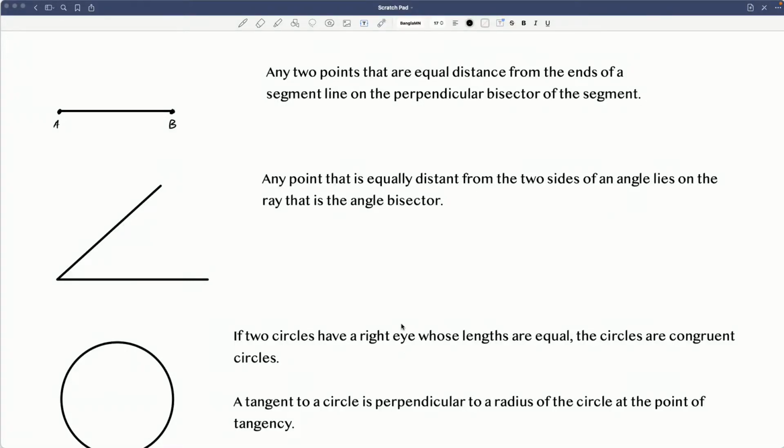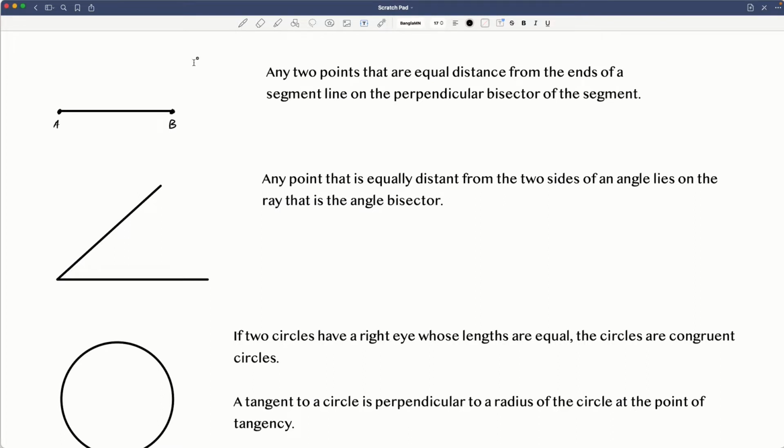We're going to do some more geometry today. We're going to talk about distance. We remember the definition of distance. The distance between 2 points is the length of the segment that connects the points. Well, now we're going to add to that and say any 2 points that are equidistant from the ends of a segment lie on the perpendicular bisector of the segment.